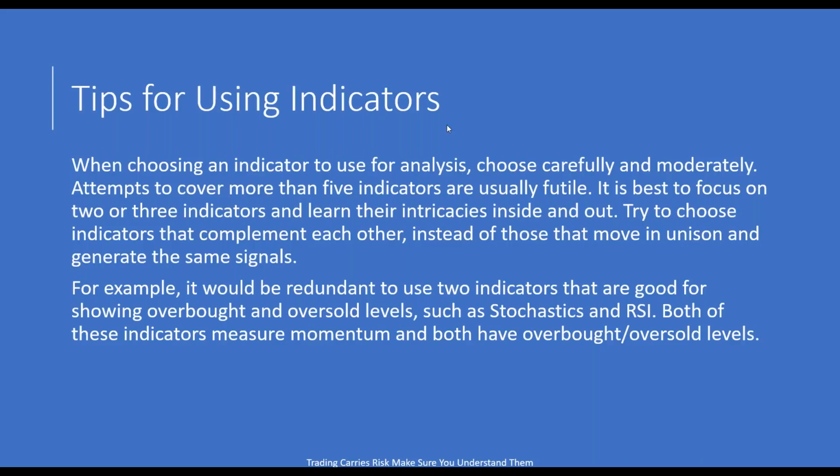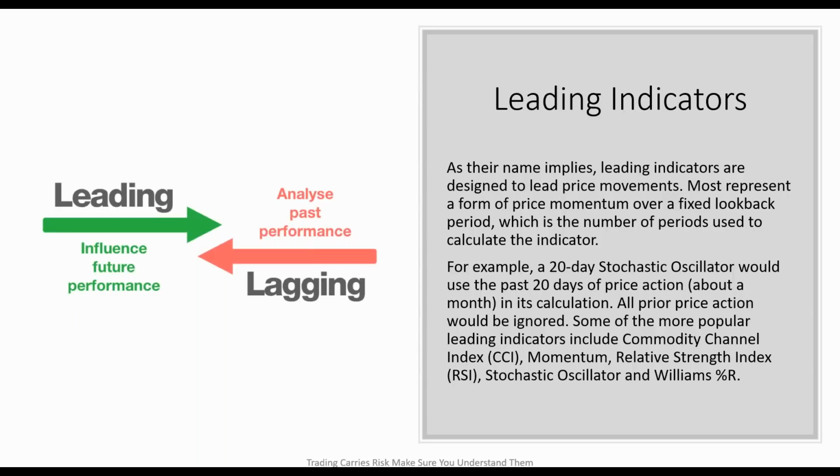Attempts to cover more than 5 indicators are usually futile. It is best to focus on 2 or 3 indicators and learn their intricacies inside and out. Try to choose indicators that complement each other instead of those that move in unison and generate the same signal. For example, it would be redundant to use 2 indicators that are good for showing overbought and oversold levels, such as stochastics and RSI. But I don't know why, a billion traders do. Both of these indicators measure momentum, and both have overbought and oversold levels.